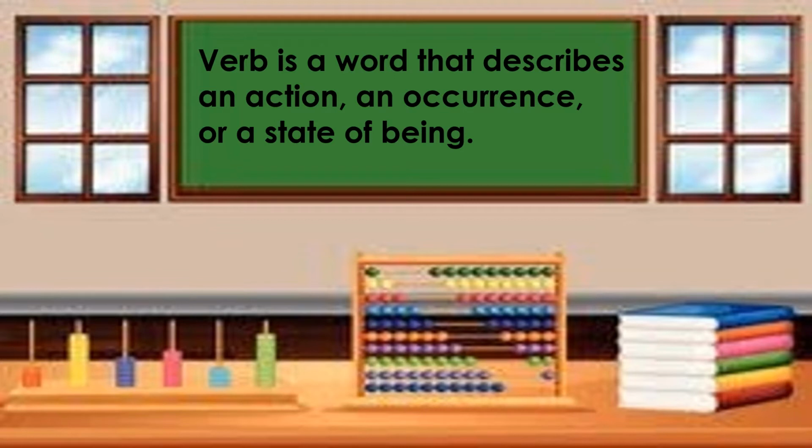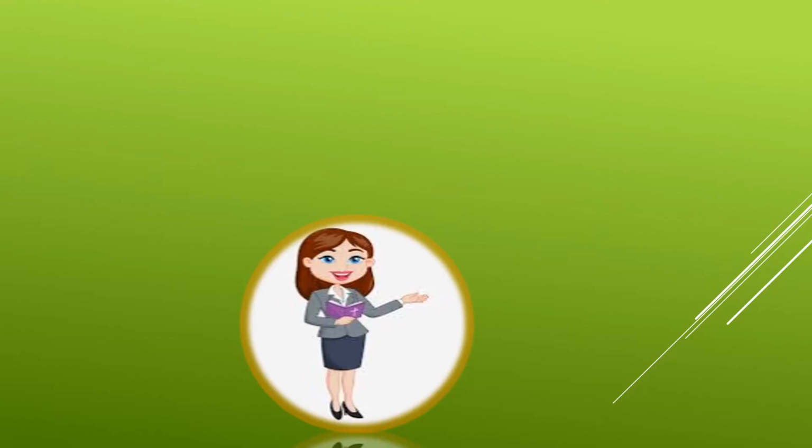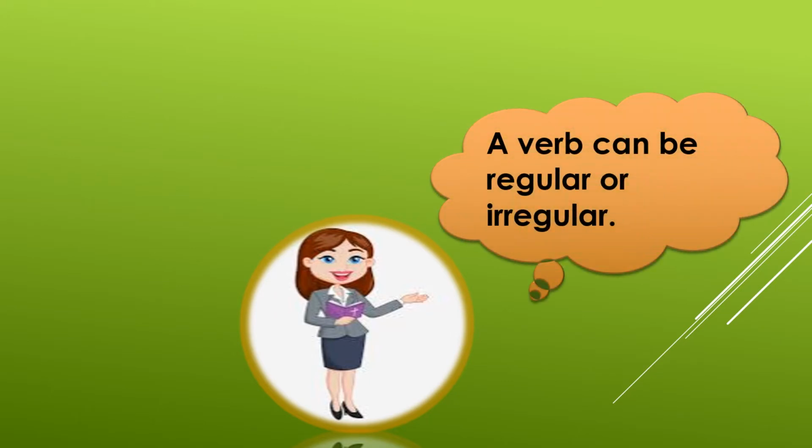Let's remember together what is a verb. A verb is a word that describes an action, an occurrence, or a state of being. All of you know what is the action verb. We have studied it before. A verb can be regular or irregular.